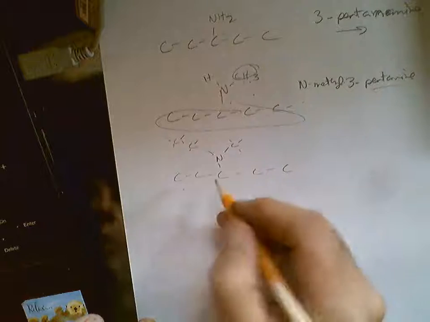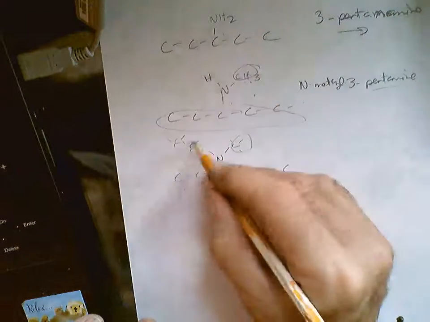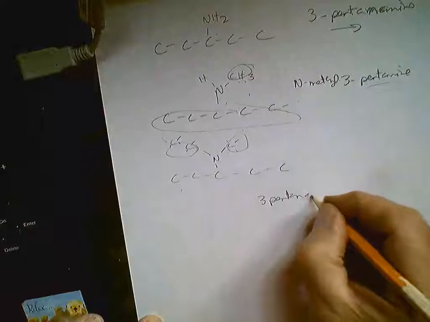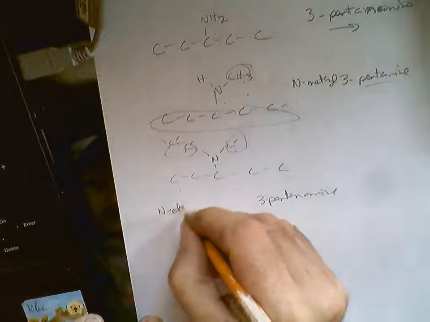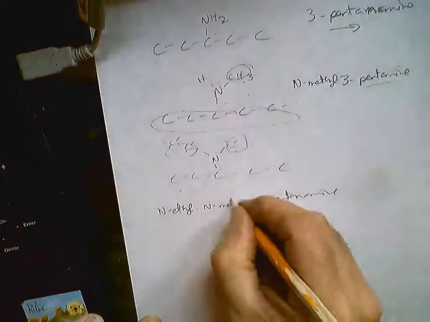Now, we can also have 2 groups coming off the N. We can have methyl, and we could have another methyl, but I've got an ethyl here. So it's 3-pentanamine. It's N-ethyl, because N is the location, and N-methyl.